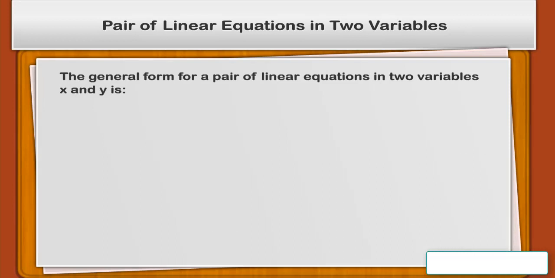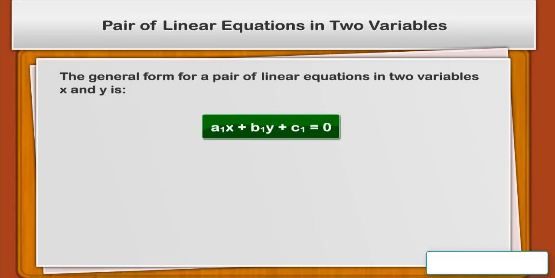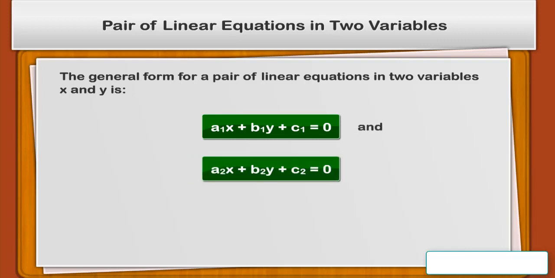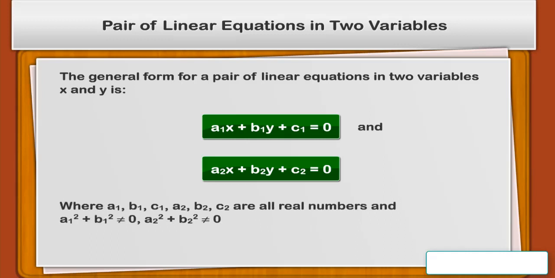The general form for a pair of linear equations in two variables x and y is a1x + b1y + c1 = 0 and a2x + b2y + c2 = 0, where a1, b1, c1, a2, b2, c2 are all real numbers and a1² + b1² is not equal to 0, a2² + b2² is not equal to 0.